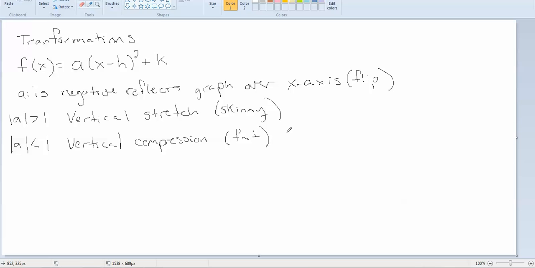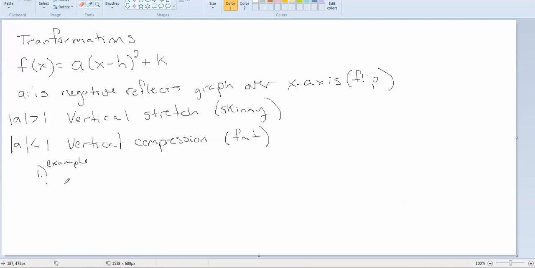Okay, so one makes it skinny, one makes it fat. If you have big numbers, it's going to make a skinny looking graph, and if it's got smaller numbers, it's going to make it fat. So let's look at some examples of what I mean by skinny and fat, and then we'll look at the h and k numbers in just a second. Okay, so here's an example.